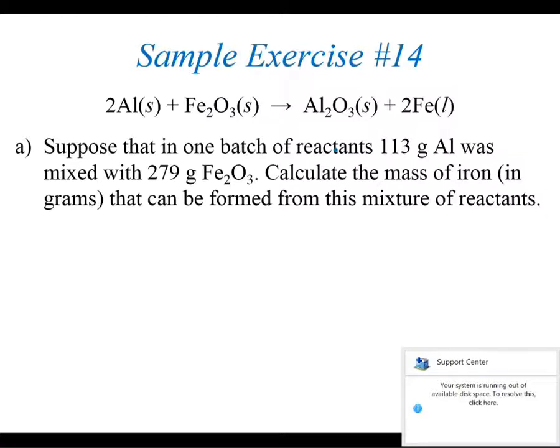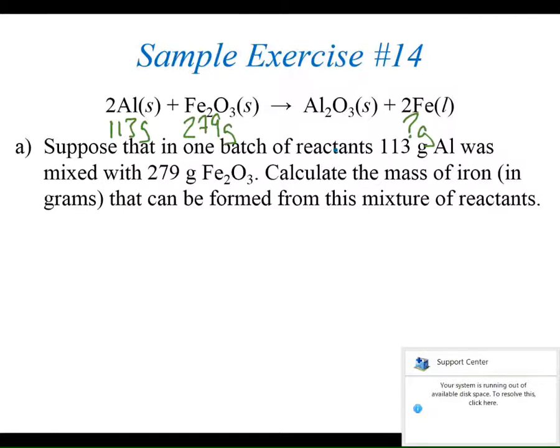So let's see what we got. We got 113 grams of aluminum. Okay, 113 grams of this. And we got 279 grams of this. And the question is, how many grams of iron will we make? Awesome.